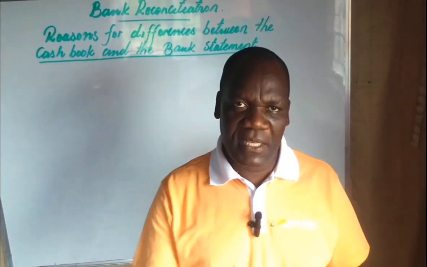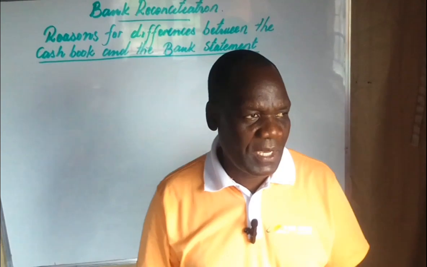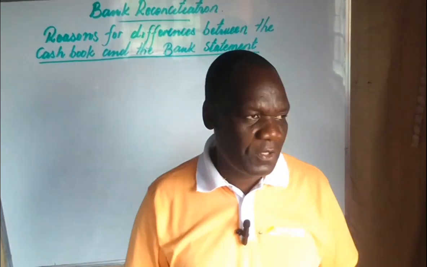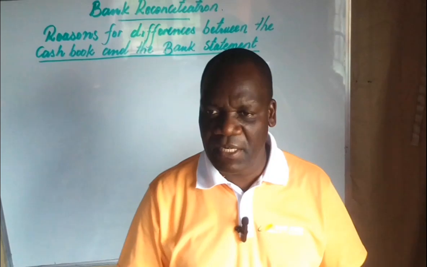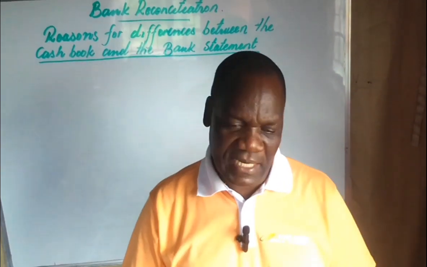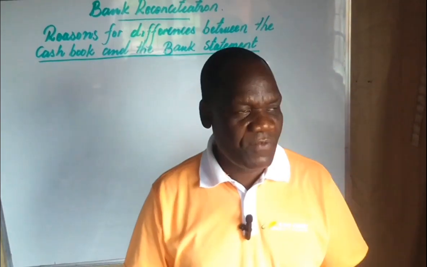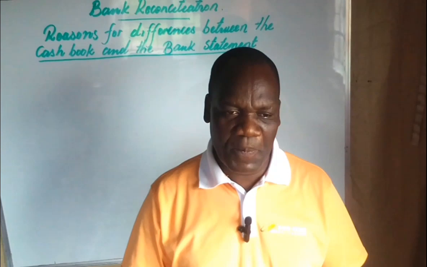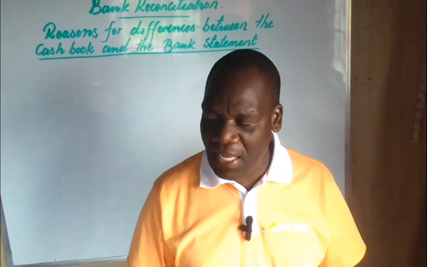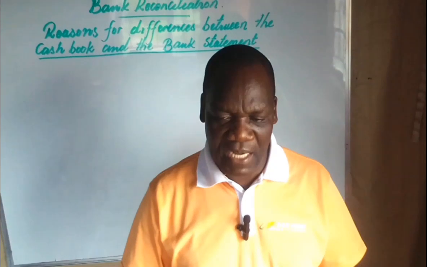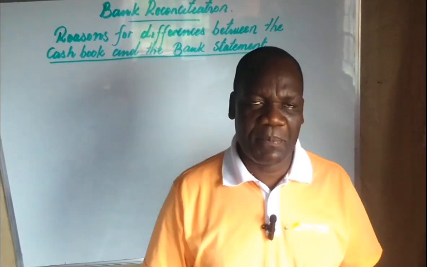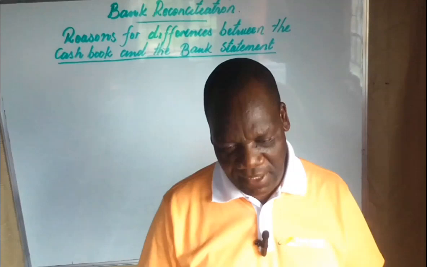So here there are two main documents which are involved. Document number one is the cash book itself, and document number two is the bank statement. We are very aware that the cash book is prepared by the company. The company accountants are the ones that prepare the cash book, while the bank statement is prepared by the bank.